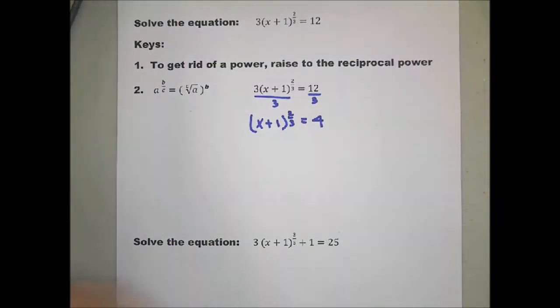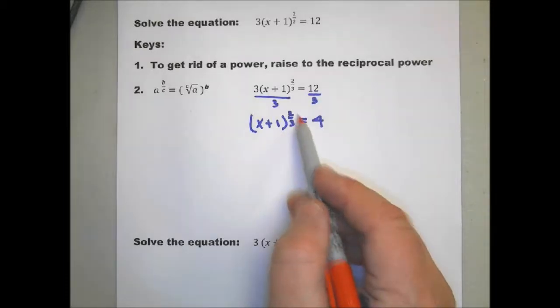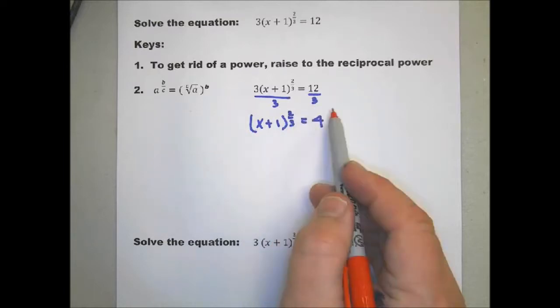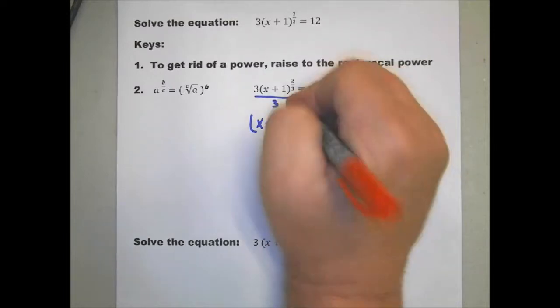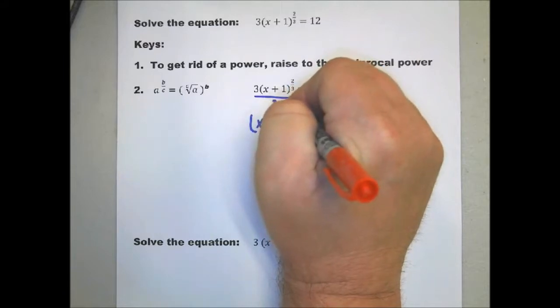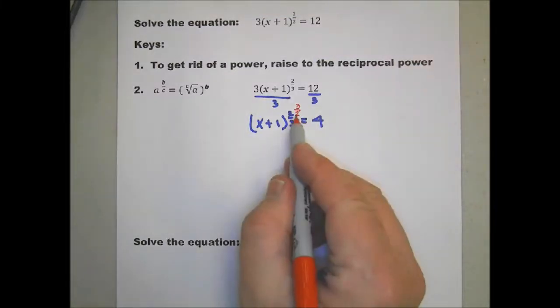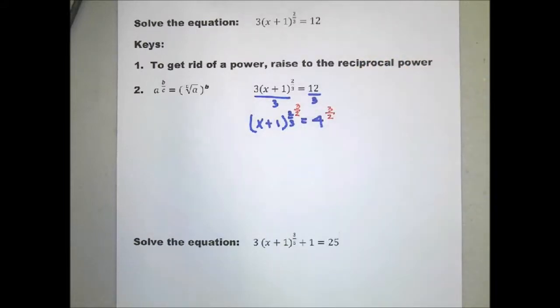Now here's where we're going to apply a new rule. In order to get rid of that 2/3 power, what I have to do is multiply it by 3/2 power. Now the rule for exponents is when you raise a power to a power, you multiply. So what I really have to do here is raise the left-hand side of this equation to the reciprocal, the 3/2 power. But what I do to the left, I have to do to the right. So I need to raise the right-hand side to the 3/2 power as well.